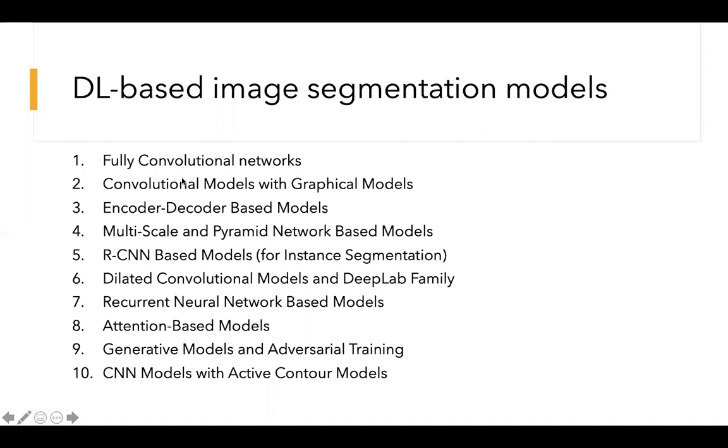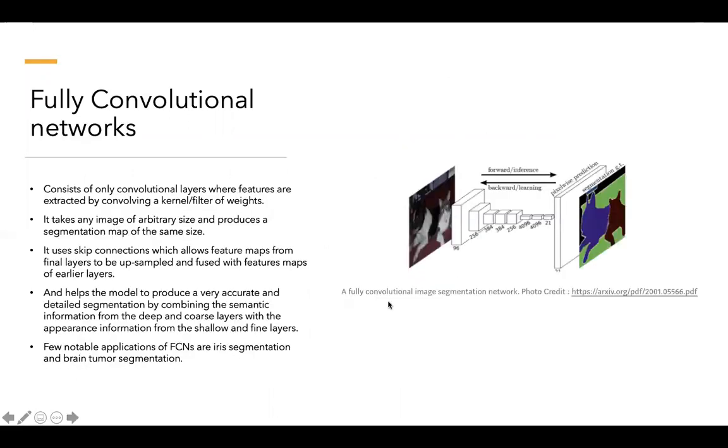So yeah, these are the 10 main categories of DL based image segmentation models that I'll be talking about today. We'll start with fully convolutional networks. Fully convolutional networks, as the name suggests, consist only of convolutional layers where features are extracted by convolving a kernel or filter of weights.